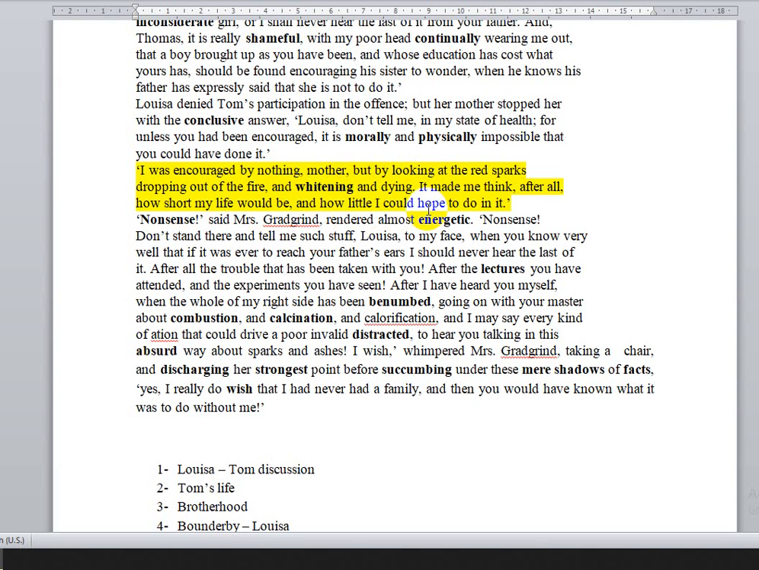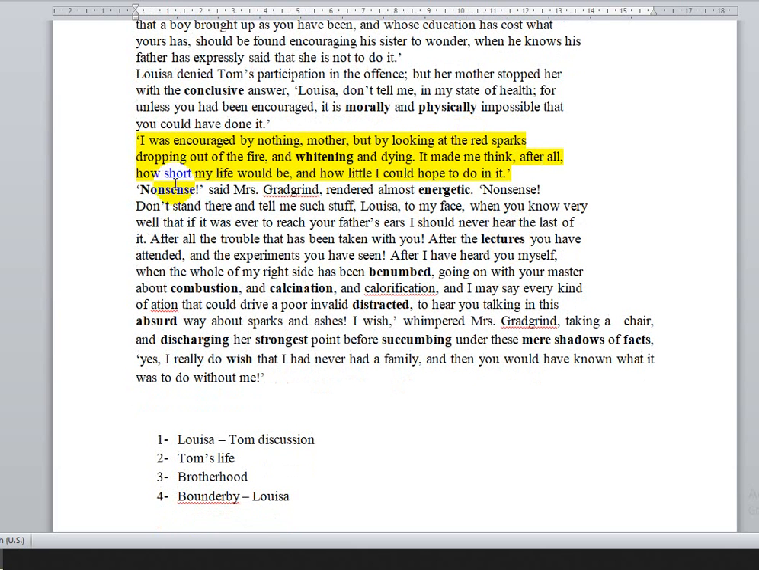So it is as if she is telling us that we are going to die, so we need to amuse ourselves a bit. It made me think, after all, how short my life would be, and how little I could hope to do in it. What can I do with this life? This is an important quote for Louisa.